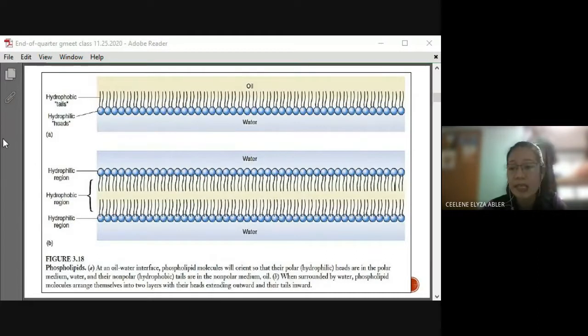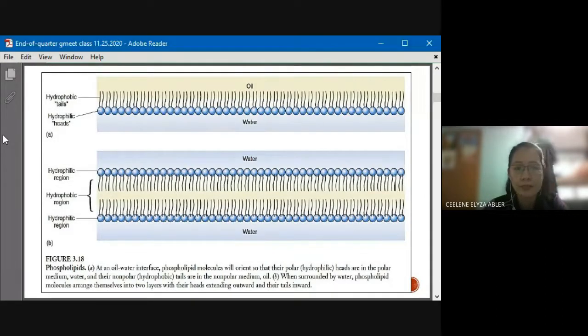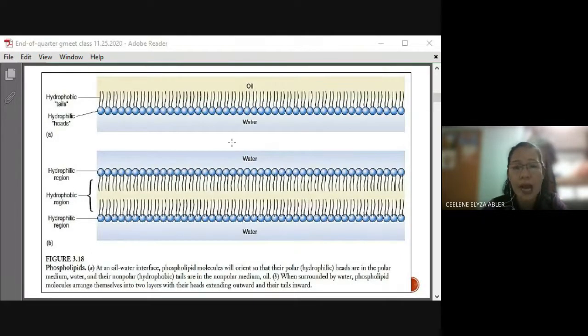Okay, let's discuss them one by one at para maintindihan natin yung behavior ni cell. Okay, so mostly, meron tayo yung phospholipid na layer. Kapag sinabi mo lang layer lang, ang ibig sabihin just one layer. Pag sinabi mong bi-layer, that means you are referring to two stuck together. Okay, so ito siya ang bilayer. This one is just simply a layer. Ito siya na nasa itaas.